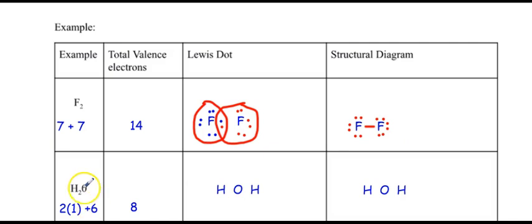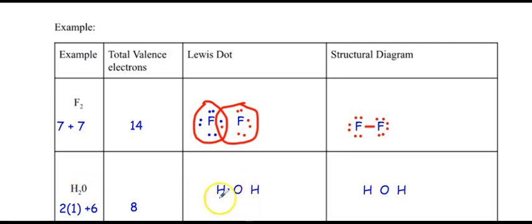So let's look at water. I have 2 hydrogens and 1 oxygen. So I have 2 hydrogens with 1 valence each, plus oxygen with 6. Well, 2 plus 6 is 8. So oxygen is my central atom. How do I know that? Well, it can't be hydrogen, so it must be oxygen. So I put oxygen here.